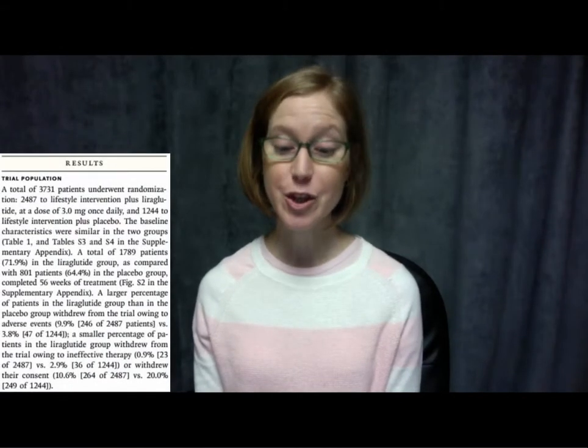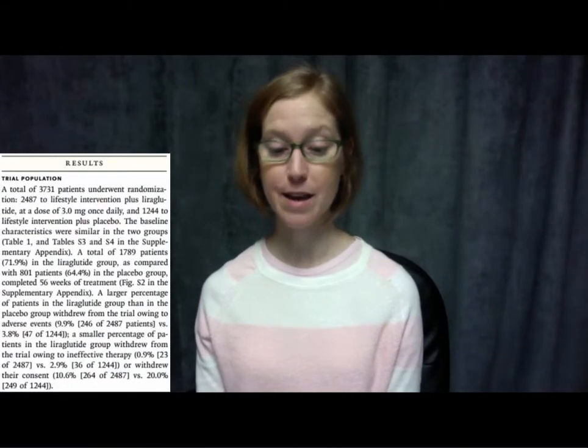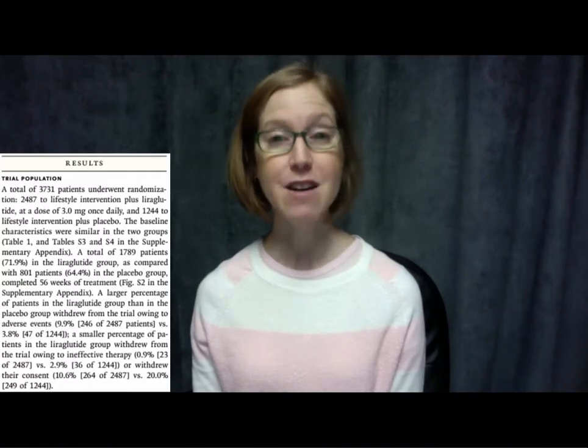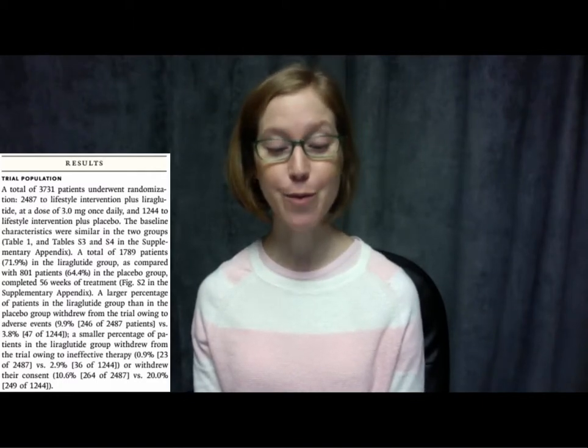Then, later on in the results section, I find the number of patients who actually participated. There were 3,731 total. 2,487 were in the experimental group, and 1,244 were in the control or placebo group.